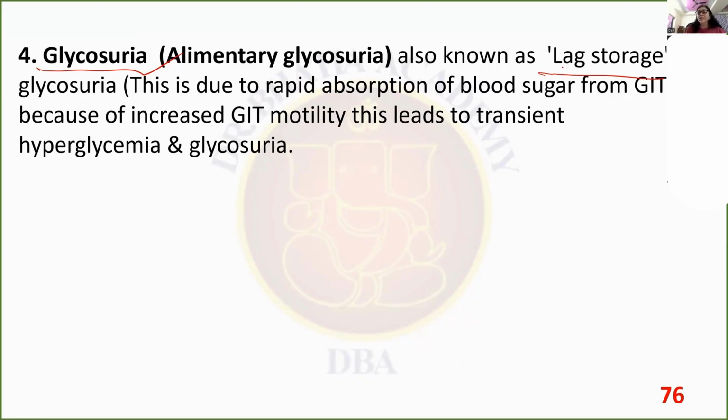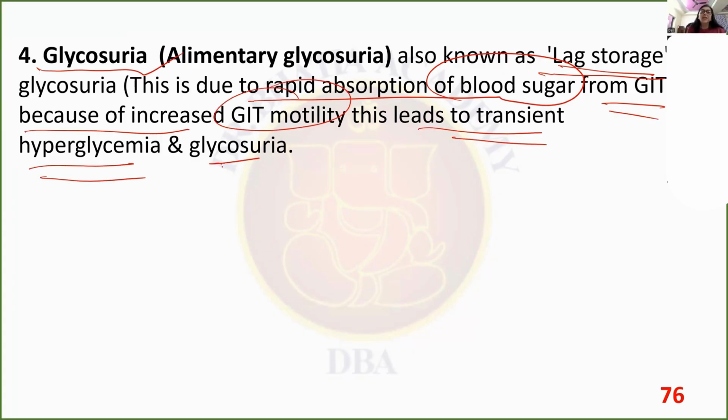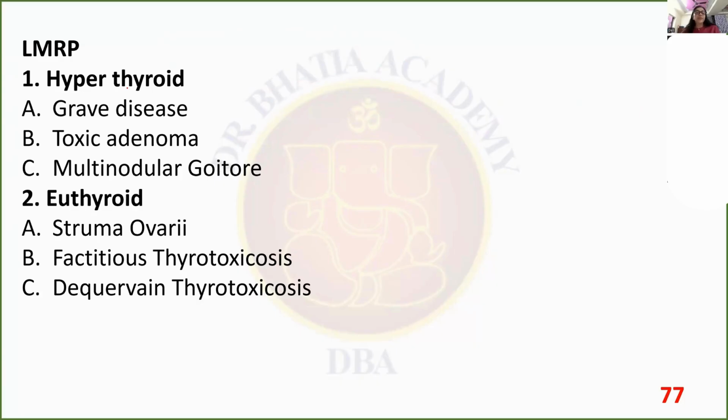Glycosuria, also known as lag storage, because of the rapid absorption of the sugars from the GIT, because of the increased GI motility, this leads to transient hyperglycemia and glycosuria. So that is alimentary glycosuria.